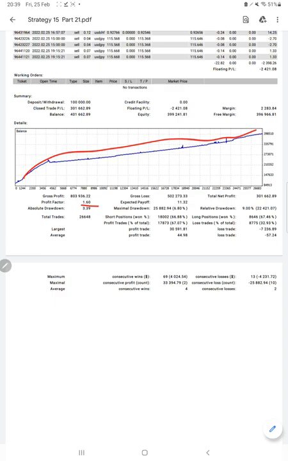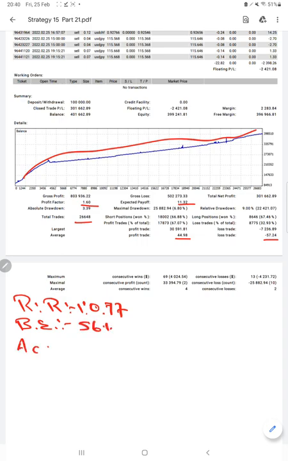Profit factor 1.60, total number of trades are more than 26,000. Expected payoff is 11.32. Average profit and loss is 44 and 57, which means the risk reward ratio is 1:2.77, and the break even point for the strategy is 56%. Comparing with the current account accuracy, which is 67%, we can say we are up by 11% than the requirement.